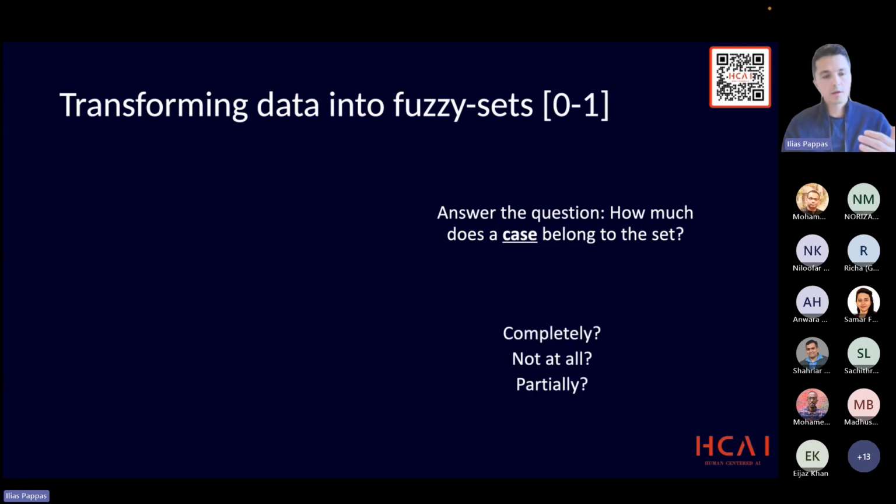Is it completely, not at all, or partially? If it belongs completely in the set, it means that I have high behavioral intention. If it doesn't belong at all to the set, it's completely out. Think of the set being the circle we visualized earlier. The case is completely in, completely out, or partially in or out, a bit more in or a bit more out. So the notion of the fuzzy set, with values ranging from 0 to 1, allows us this flexibility to place the cases anywhere between 0 and 1.